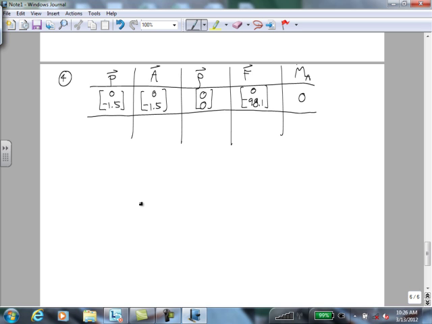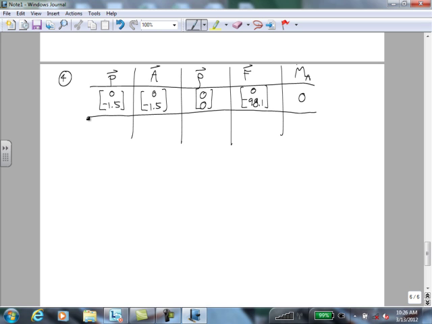And I sort of purposely alternate between writing, when we're doing 2D problems, my moments as, sometimes I write them as 3D vectors, sometimes I write them as scalar values. What does this scalar value correspond to as a 3D vector? 0, 0, value.